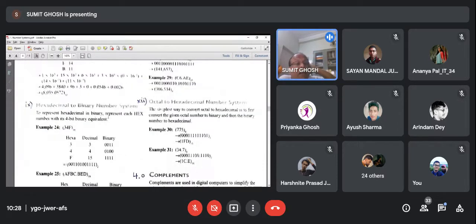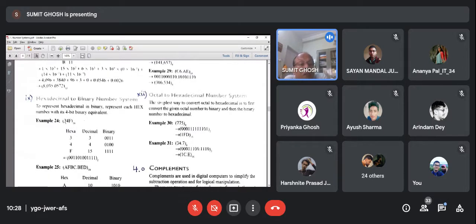Now again, you can convert hexadecimal to binary. You can convert one from the other. Only leave out octal. Don't study octal. Hexadecimal to binary. Suppose you have a number 34F. This is a hexadecimal number, obviously. Each hexadecimal digit you convert to binary and you get the total number.